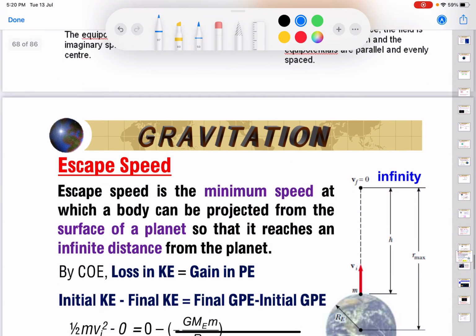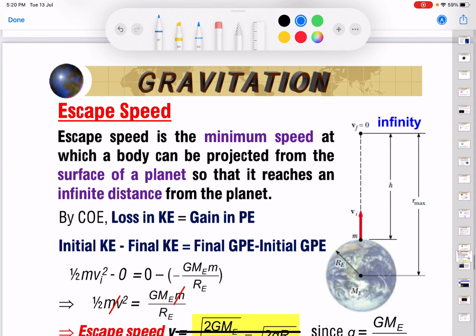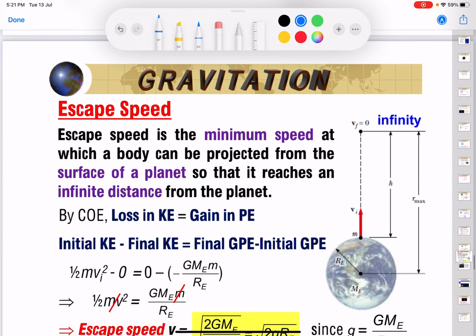So this idea is related to the idea of escape speed. So what's the escape speed? It is the minimum speed at which a body can be projected from the surface of the planet so that it reaches an infinite distance from the planet. Right? So the idea is this.